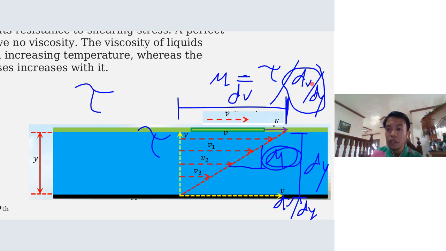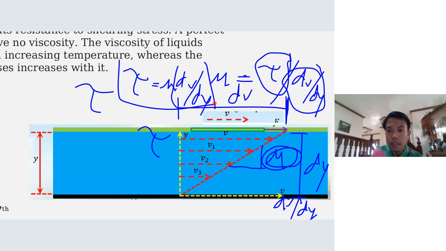Okay? Because as we change the depth in the fluid, as we change depths, the velocity also changes. Right? So we have this dv over dy. So again, rise over run, no? Shear stress over dv over dy. No? Now, in computing the shear stress, we can cross multiply this dv over dy, and we will come up with this equation. Okay, we will come up with this equation.